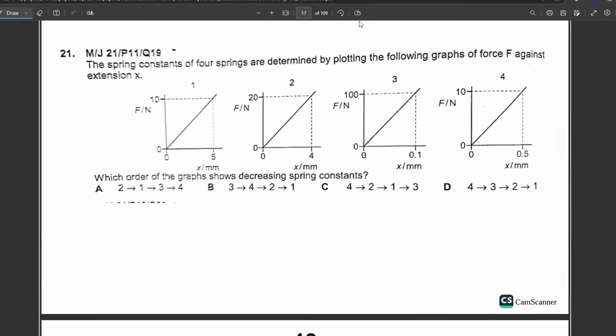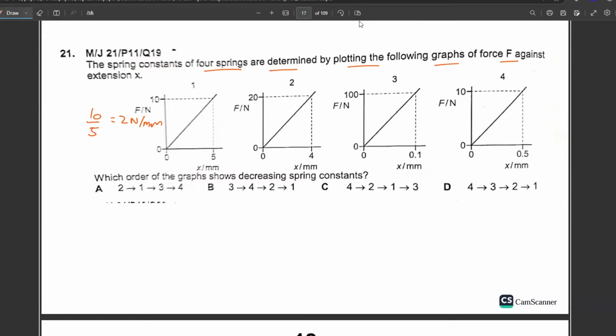Let's see this. The spring constants of 4 springs are determined by plotting the following graphs of force against extension. Which order of the graph shows decreasing spring constant? Let's calculate the spring constant of 1. That is 10 force divided by 5 millimeter. This comes out to be what? 2 Newton per millimeter.